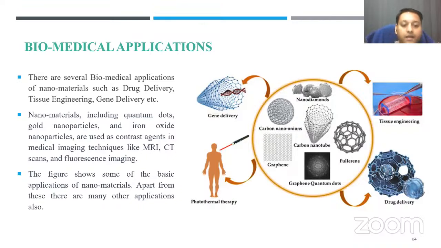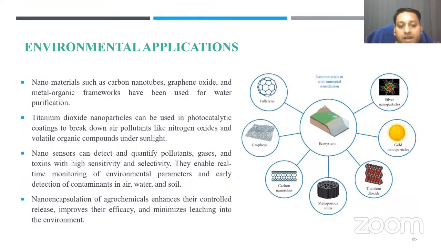Now we come to the environmental applications. For the environmental applications, we are mainly talking about the ecosystem. So graphene oxide, carbon nanotubes and metal organic frameworks have been used for water purification purposes. Titanium dioxide nanoparticles can be used in photocatalytic coatings to break down air pollutants like nitrogen oxides and volatile organic compounds under sunlight.